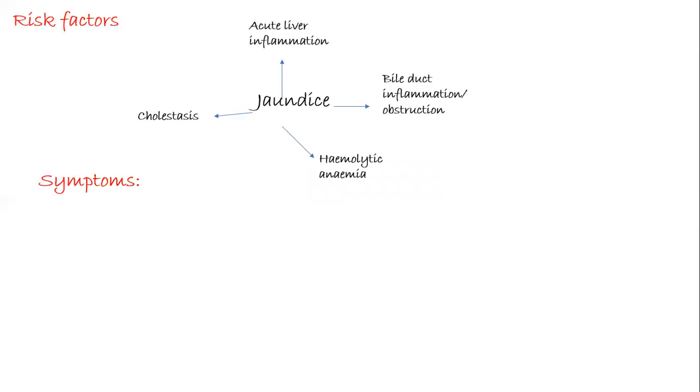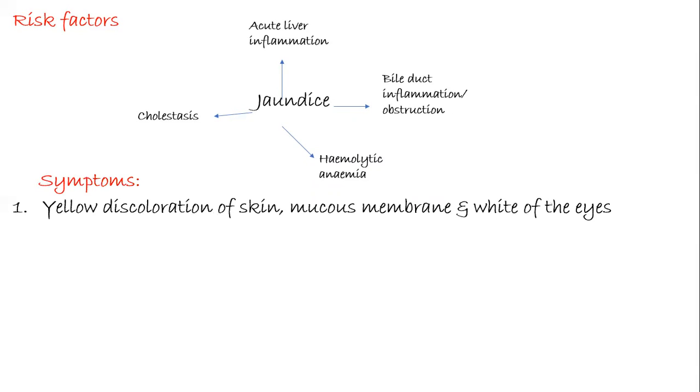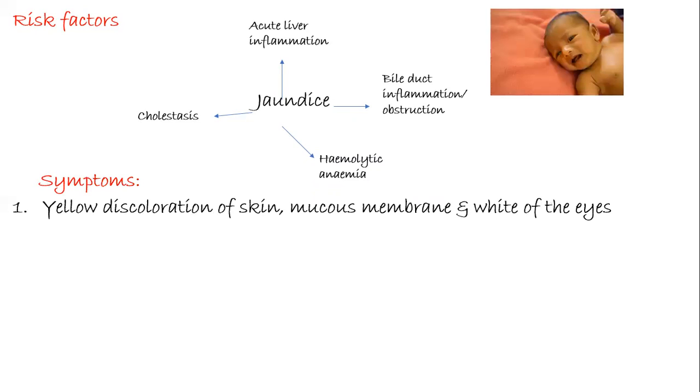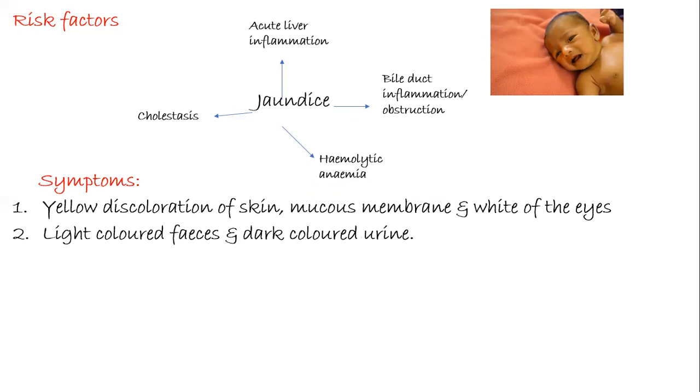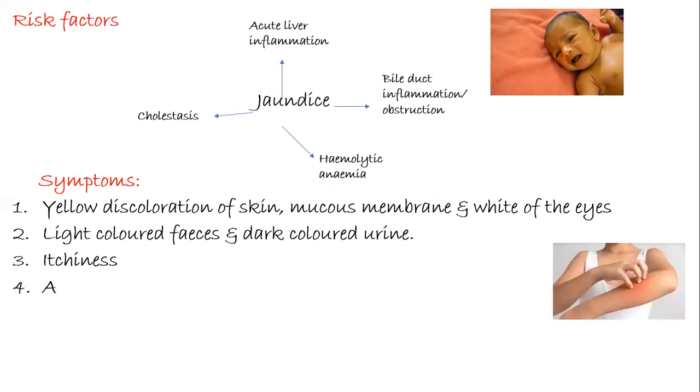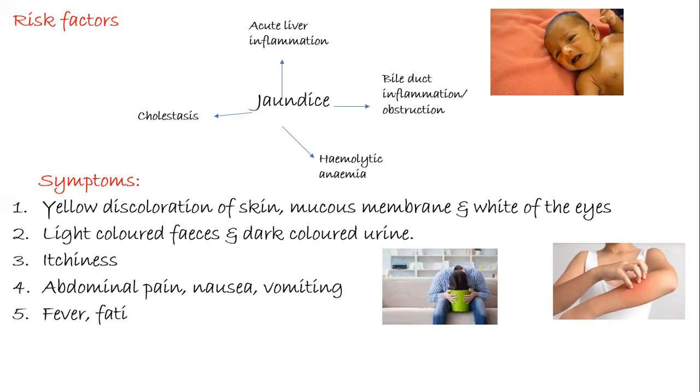What are the symptoms of jaundice? Firstly, there is yellow discoloration of the skin, mucous membrane, and whites of the eyes. There is occurrence of light colored feces and dark colored urine. There is itchiness all over the body. There is extensive abdominal pain, nausea and vomiting. There is fever, fatigue and weight loss. Also there is headache and confusion.